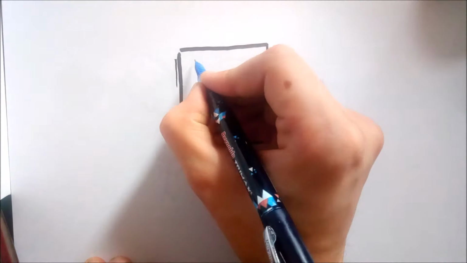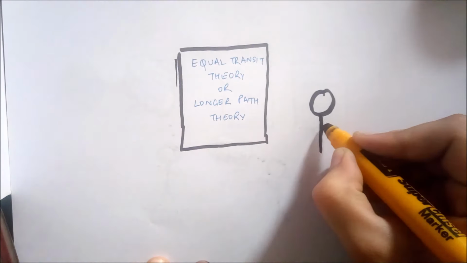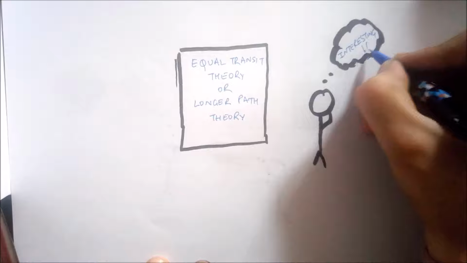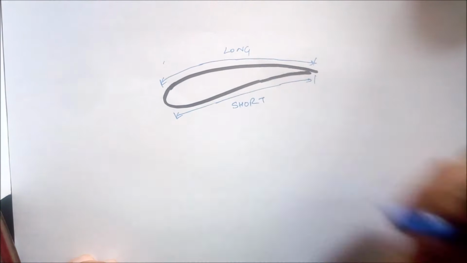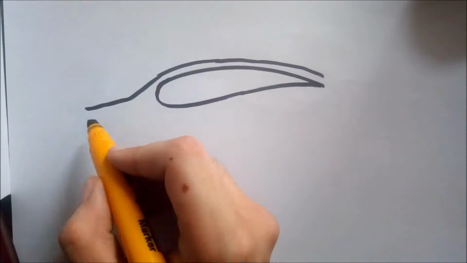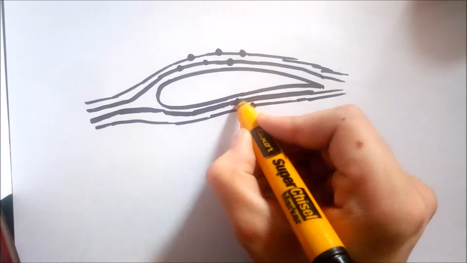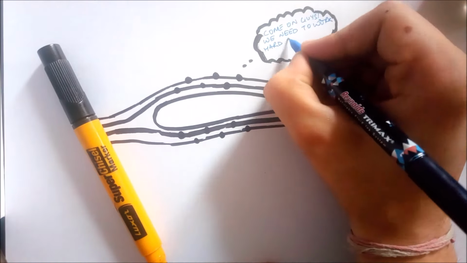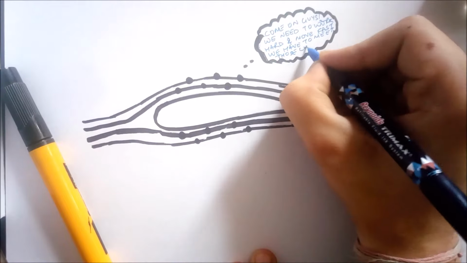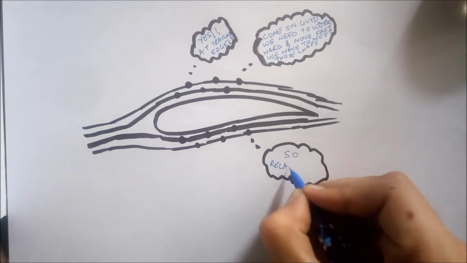So let's see the first false theory, which is named the longer path theory, also known as the equal transit theory. This theory tells us that the airfoils, which are the cross-section of the wing, are shaped with the upper surface longer than the lower surface. So when the air strikes the leading edge, it gets separated, and the air molecules above need to travel a longer distance compared to the air molecules which are below. This implies that the air molecules above must travel faster than the air molecules below in order to meet at the trailing edge of the wing.